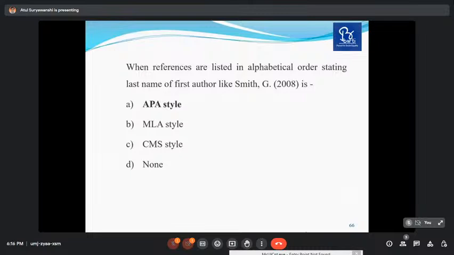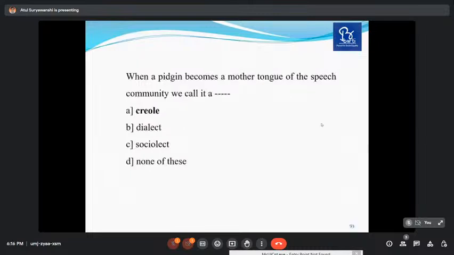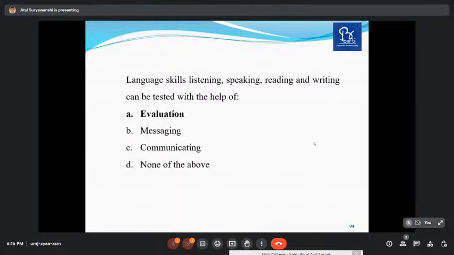The next. In the grammar translation method, we find extreme emphasis on what? On formal grammar and translation into the mother tongue. In the direct method, teachers avoid the use of what? Mother tongue while teaching English as a foreign language. Modern technology provides teachers with access to tools like computerized materials. When a pidgin becomes the mother tongue of the speech community, we call it a creole, the very first answer. Next slide. Language skills, listening, speaking, reading, writing can be tested with the help of evaluation in a better way.